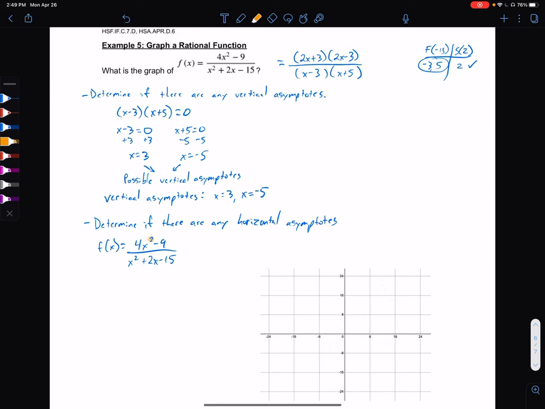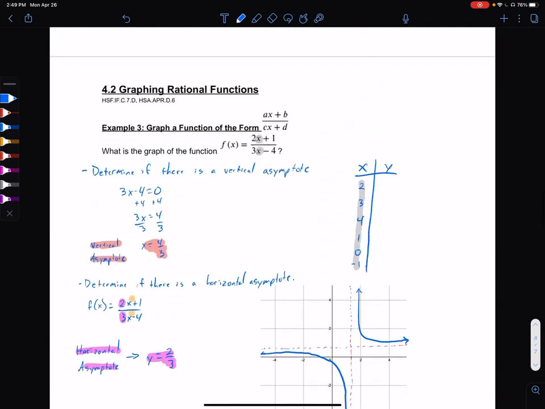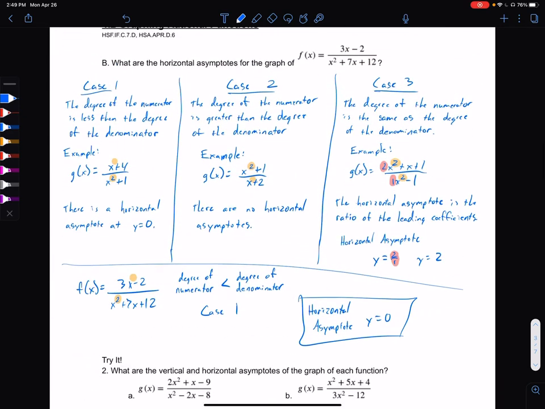So here I have a degree of 2 and a degree of 2 in the numerator and denominator. They're the same. If you remember from earlier in the lesson, that's case 3, where the degree of the numerator is the same as the degree of the denominator. And what that tells us is that the horizontal asymptote is the ratio of the leading coefficients. So we want to keep that in mind.